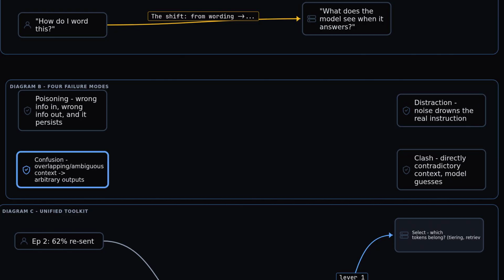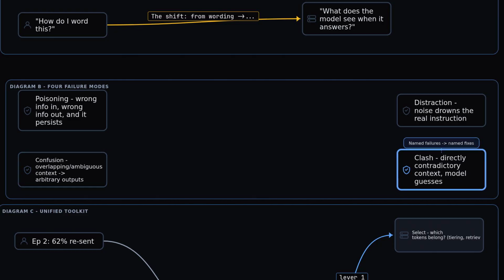Confusion. Ambiguous or overlapping content, like 2 tool descriptions doing similar things, leaves the model unsure which to pick. And clash. 2 pieces of context giving directly contradictory instructions. The model has no internal way to know which wins. Each of these has its own fix. That's what makes this engineering, not advice.